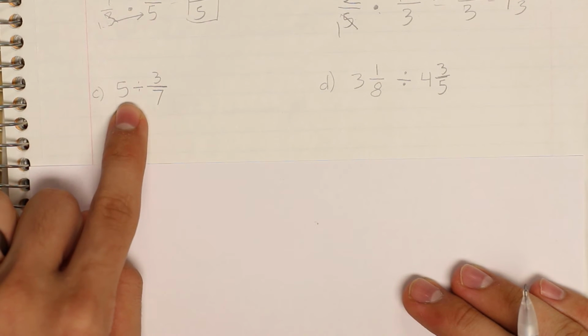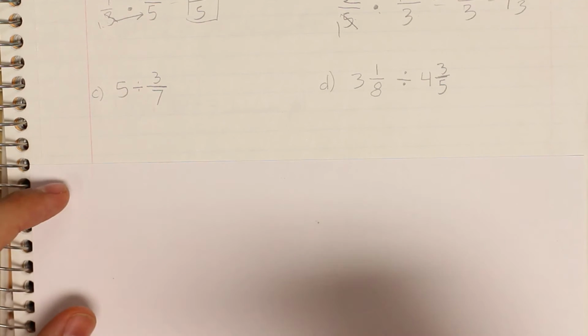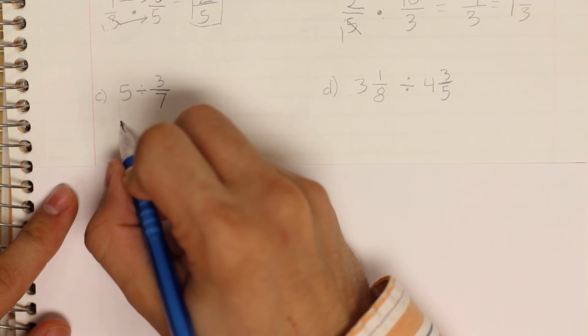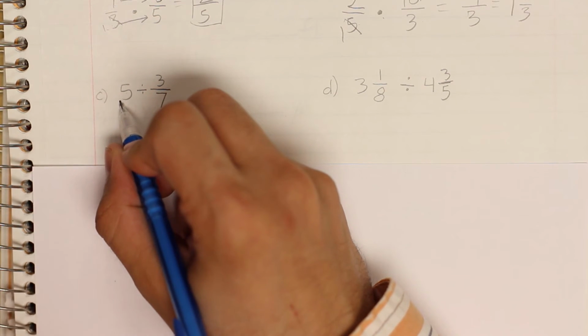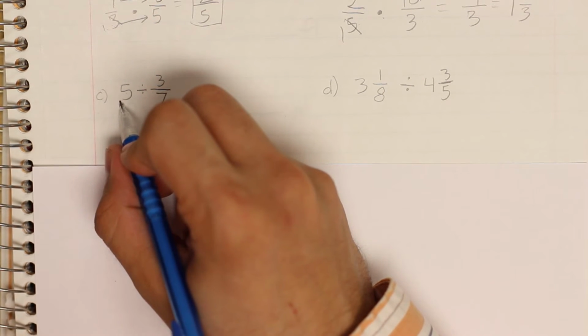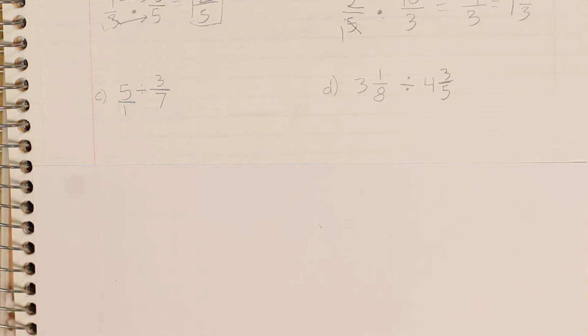Here I have 5 divided by 3/7. Remember, don't change that first one. Leave it as it is. But let me point out that 5 as a whole number, when we deal with fractions, we've got to turn it into a fraction first. So what is 5 as a fraction? Well, it's just 5/1. Any whole number can be put over 1.